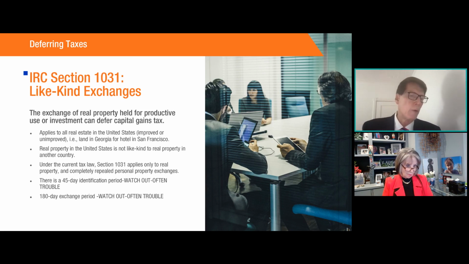For example, with most things in tax, if the due date lands on a Saturday, Sunday, or legal holiday, you get till the next business day. Not here. If the last day for your 45 or your 180 days is Christmas, too bad. If you don't do the transaction by Christmas, you don't get till the next day.